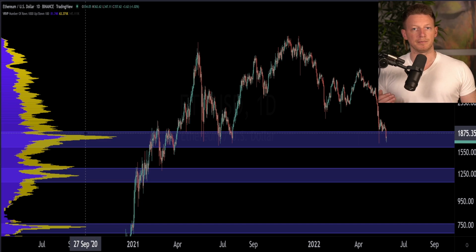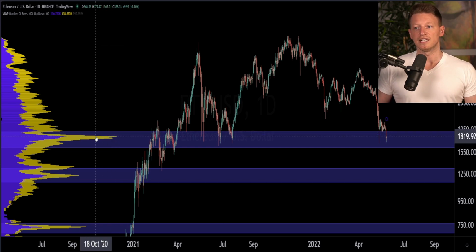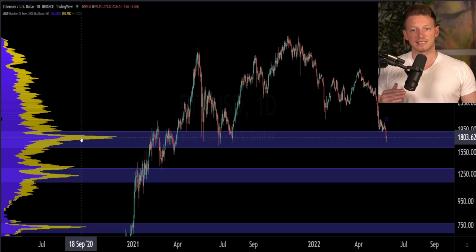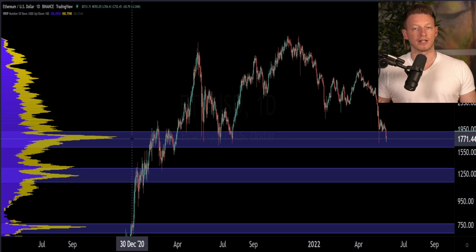All Ethereum that's been moved on the network has on average been traded at around $1,800. So it's not coincidental that this is the level that is putting up a huge quantity of support for this asset, because this is the realized price of the entire asset. So what we're typically going to see is that you're going to form a large level of support right at around that level. And that's what we're seeing here.